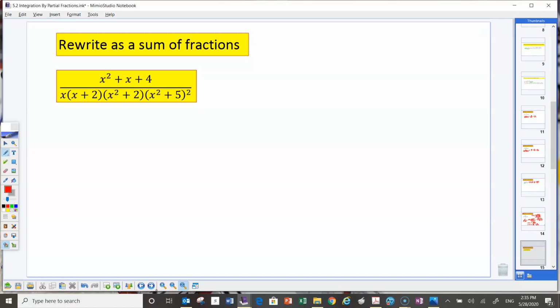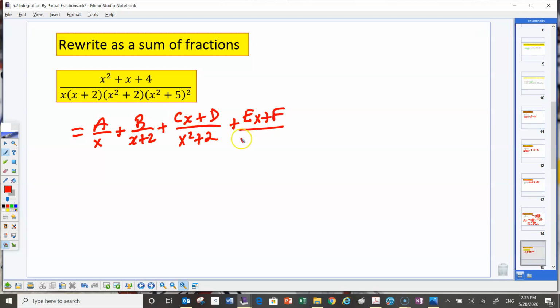Okay, the last one, we want to write this as a sum of fractions. So it's going to be A over x, which is linear. I have another linear of x plus 2. Now I have a quadratic, so it's going to be Cx plus D over x squared plus 2, plus Ex plus F over just x squared plus 5, and then Gx plus H over x squared plus 5 all squared. And those would be the partial fractions.